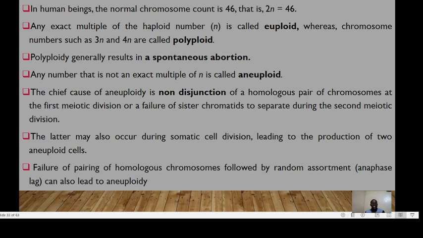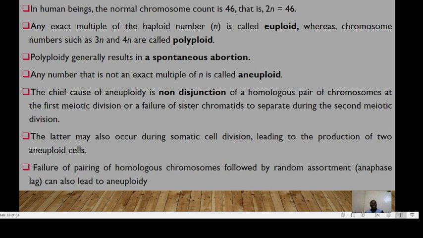An exact multiple of haploid is called euploid, whereas a chromosome number such as 3n or 4n is referred to as polyploid. Polyploidy generally results in spontaneous abortion. Any number that is not an exact multiple of n is called aneuploid.